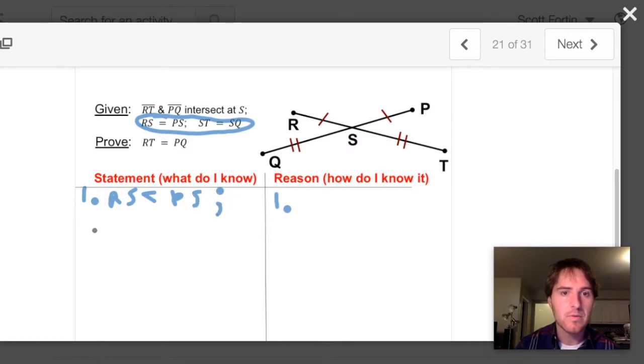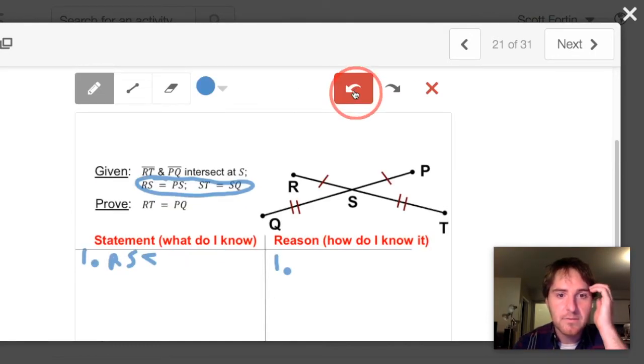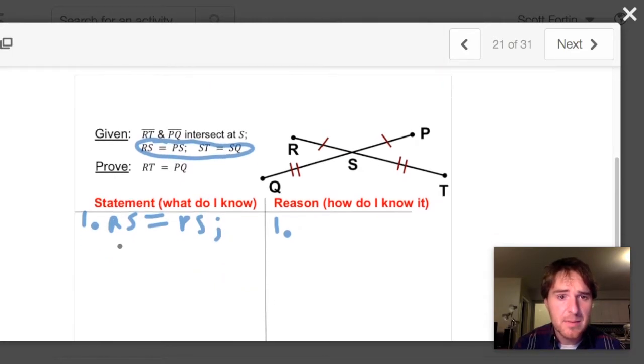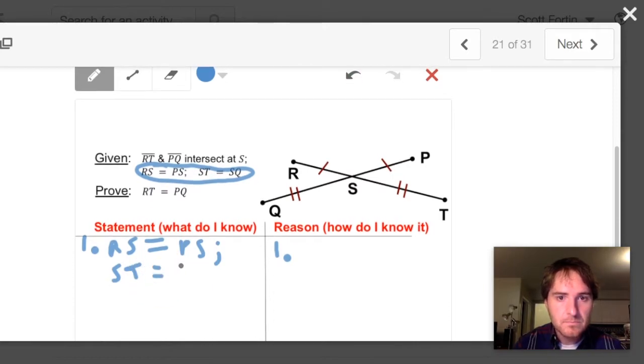This is a semicolon right here. This is the second thing. That looks like a less than symbol, so I'm going to get rid of that real quick so as to hopefully not confuse you guys. Sorry, I'm on my stylus here. So RS is equal to PS. That was premise number one, with a semicolon in between to separate our statements that were given to us. And then ST equals SQ. Again, it does the thing where it doesn't look like an equals sign.